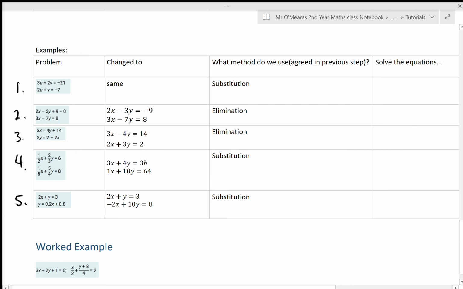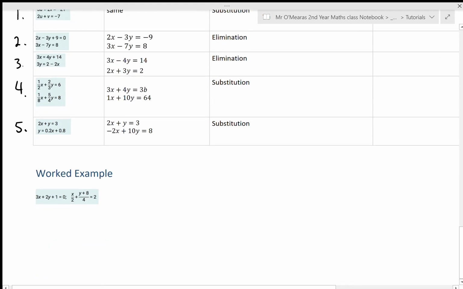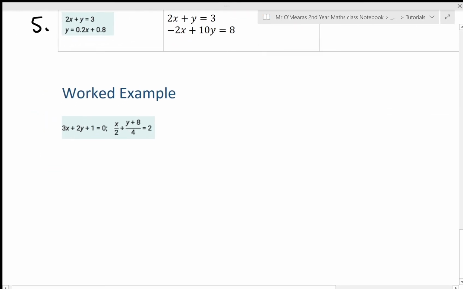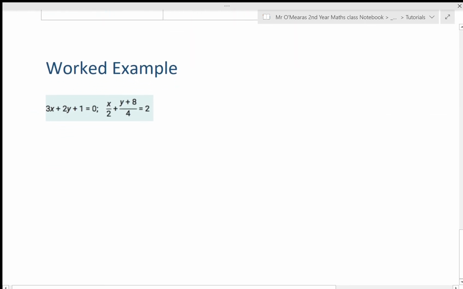And then we have 2x plus y equals 3, minus 2x plus 10y equals 8, and we're able to use substitution there. Okay, and again, if you're not sure of the methods, just go back and watch the previous tutorial about how to use the substitution method and how to use the elimination method. Okay, so lastly, I'm just going to work through an example from the start, and we're just going to have a look and see what steps we need to do.